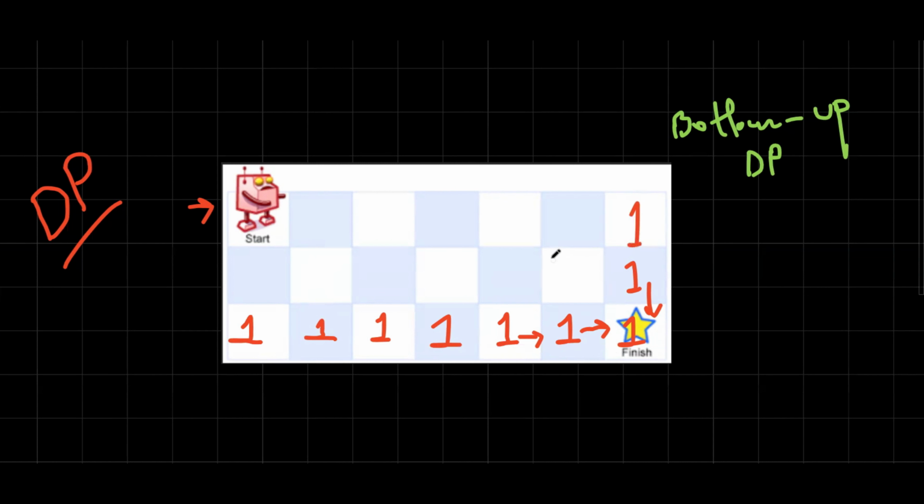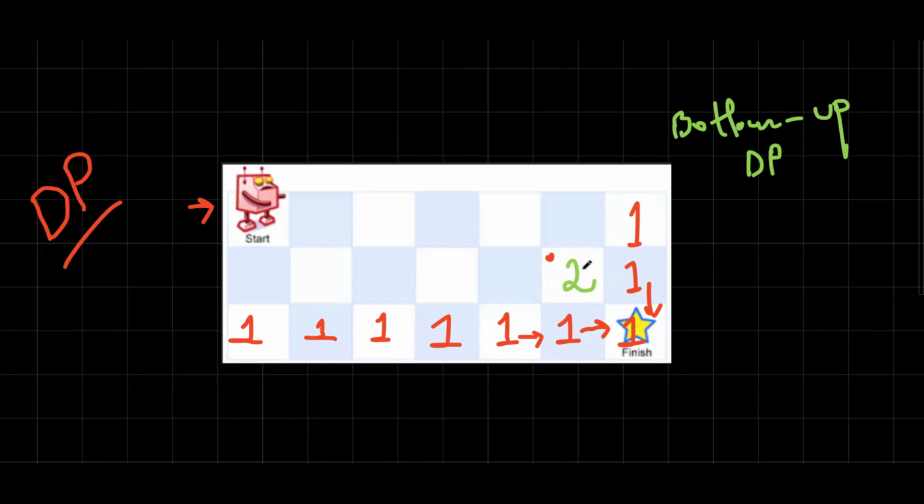Now, for this cell, the robot can either go into this cell or into this cell, which is downwards or right. So the answer will be 1 plus 1, which is 2. This 2 comes from accumulating this 1 and this 1.